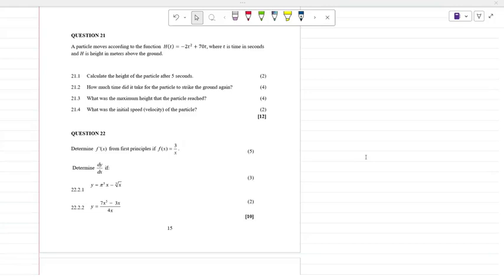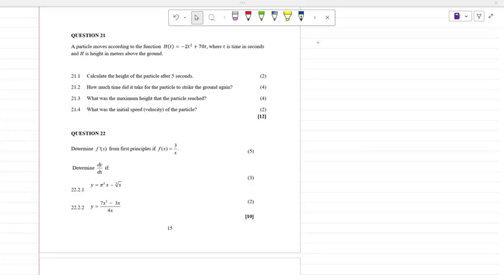Question 21. We are told that a particle moves according to the function h of t equals negative 2t squared plus 70t, where t is time in seconds and h is the height in meters above the ground. So h of t can be interpreted as the distance function for the particle described in this problem. Then in 21.1, they say we need to calculate the height of the particle after 5 seconds.